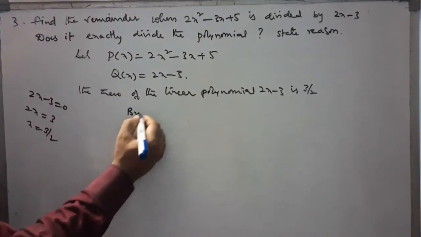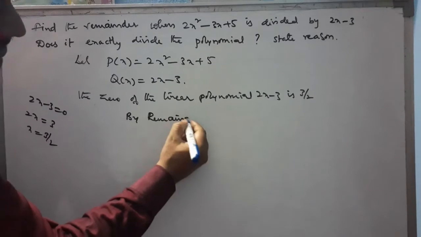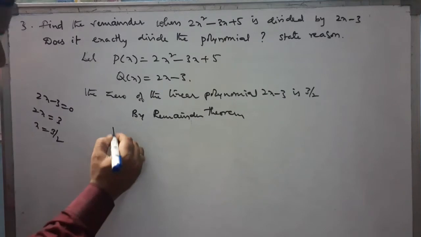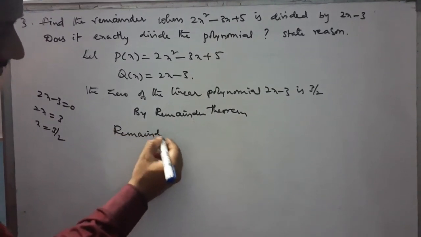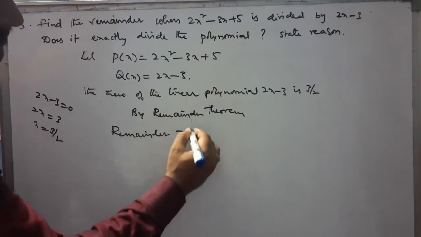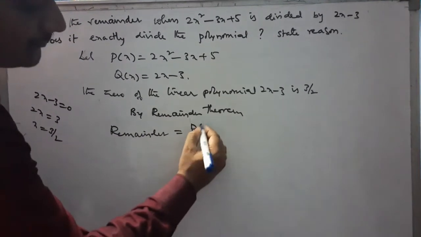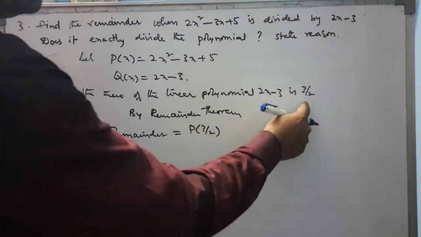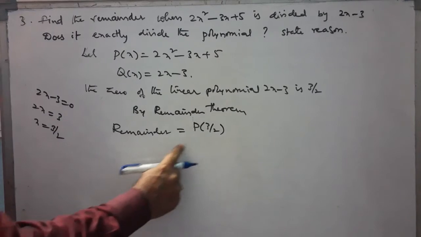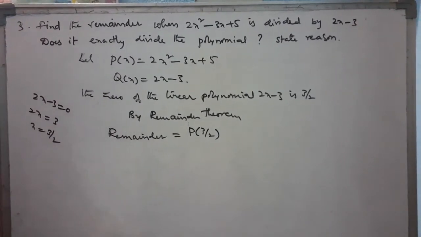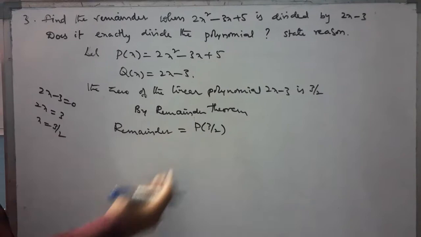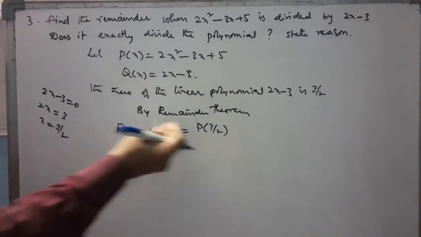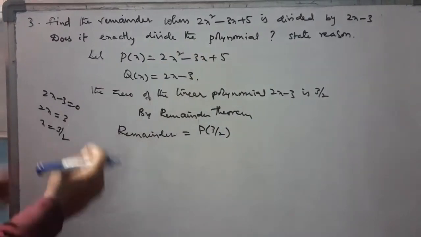By the remainder theorem, the remainder is equal to p of a. P of a means here p of 3 by 2. A means it is the 0 of the linear polynomial. The 0 of the linear polynomial is 3 by 2. So the remainder is p of a, that means p of 3 by 2. So how to find p of 3 by 2? We have to replace x by 3 by 2 in p of x. So now substitute 3 by 2 at the place of x in p of x.